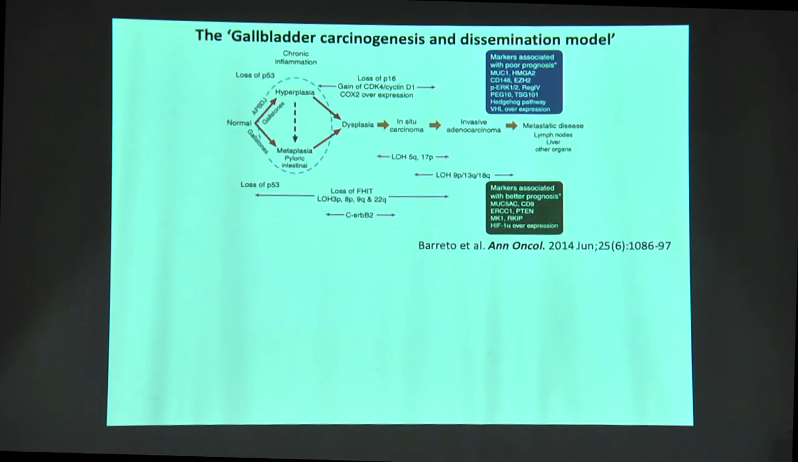Given the long-term interest of the laboratory in gallbladder cancer, we wanted to ask what exactly leads to gallbladder cancer occurrence, and we were one of the early ones to propose a carcinogenesis and dissemination model for gallbladder cancer, similar to what has already been done for colorectal cancer, the Vogelstein model that you're already aware of.